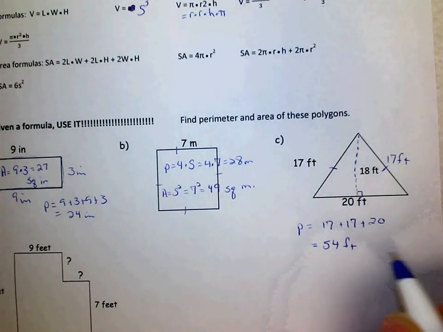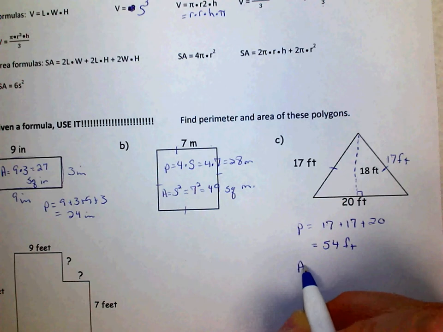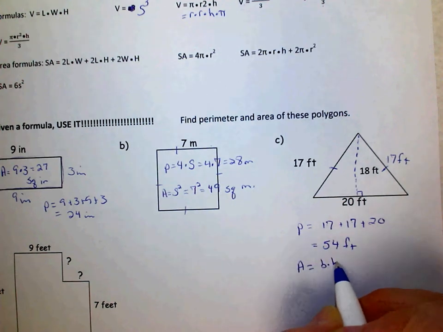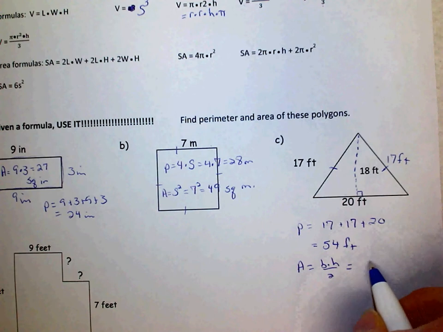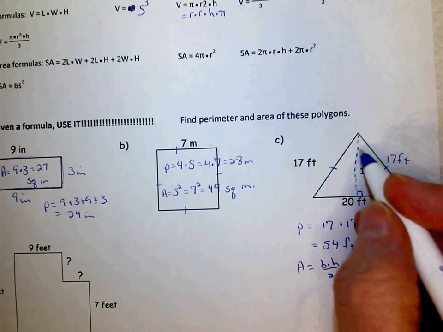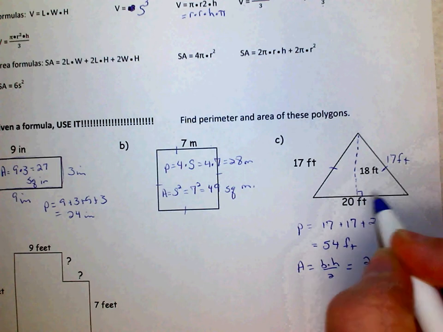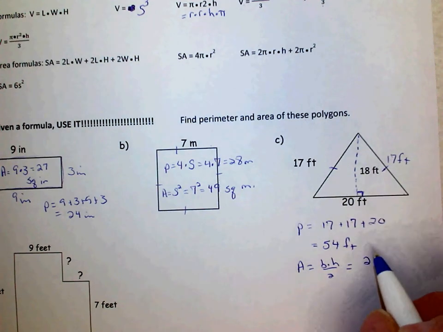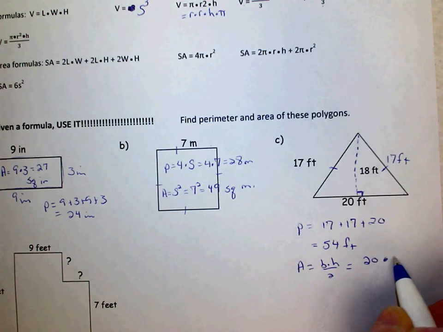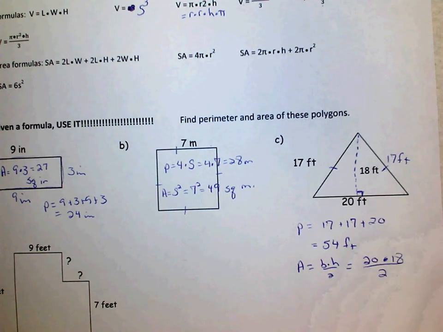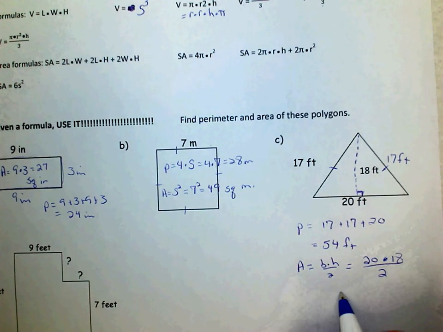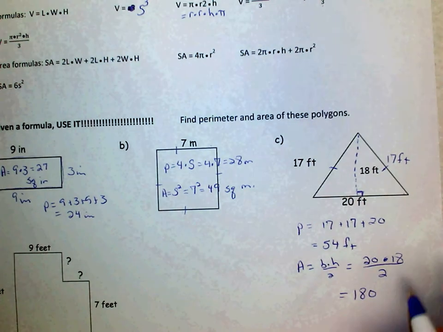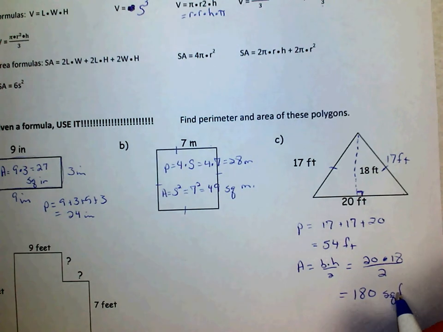feet. And then the area of a triangle is your base times your height. Divide that by 2. Your base is 20. Remember, your height and your base have to be perpendicular to each other, or they have to meet at 90-degree angles. So 20 times 18, divide that answer by 2. 20 times 18, divide 2, gives us 180, and you would say square feet.